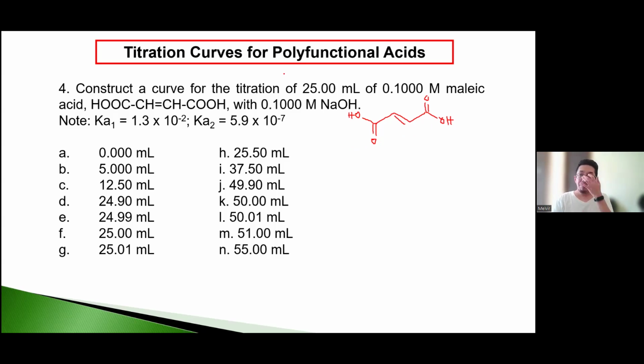So, with that, your Kas are given. Ka1 for malic acid is 1.3 times 10 to the negative 2. Ka2 is 5.9 times 10 to the negative 7. So, with that, Josh, please calculate letter A. Sa calculate for letter A, ito ay 0 ml. So, at 0 ml muna.